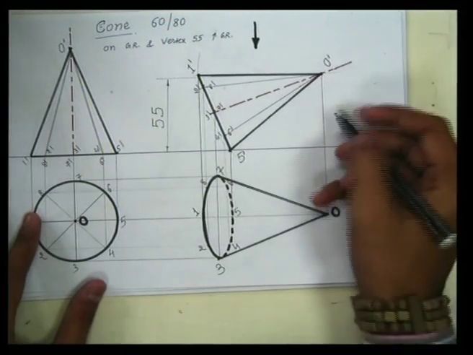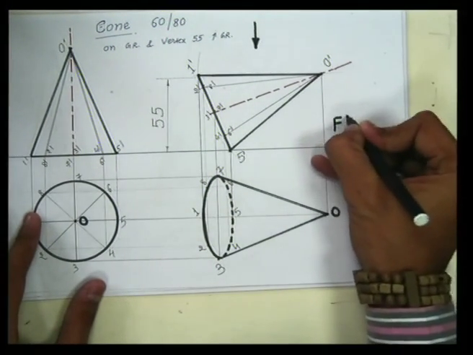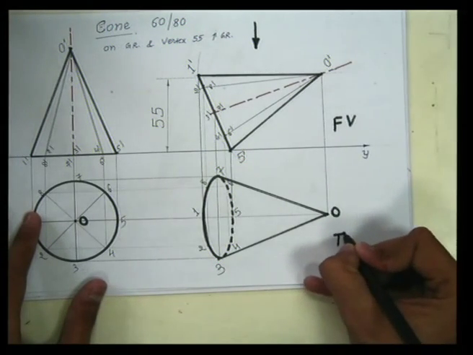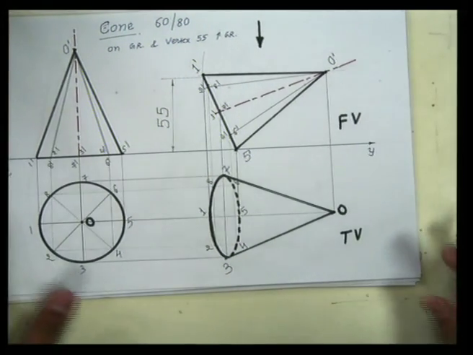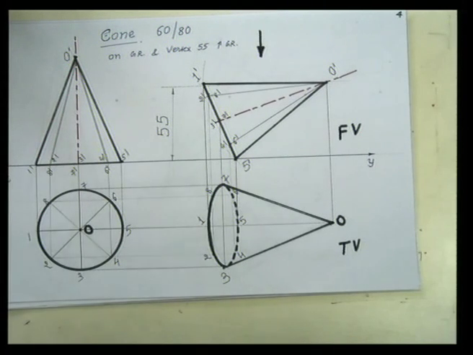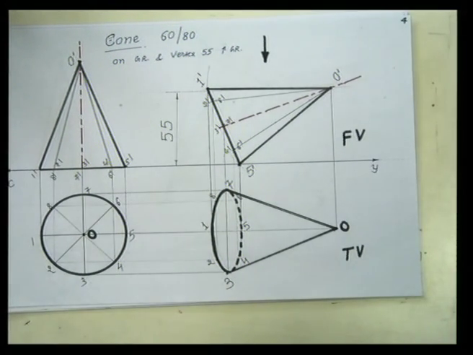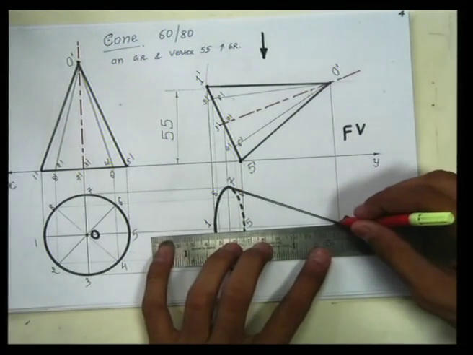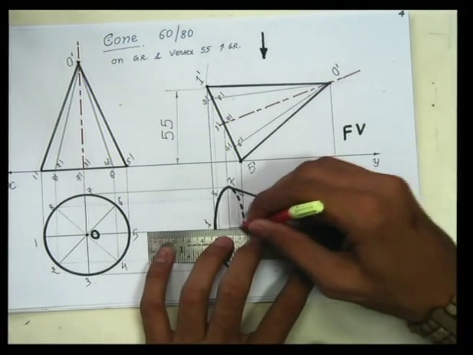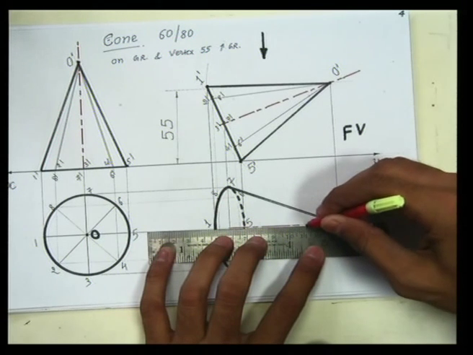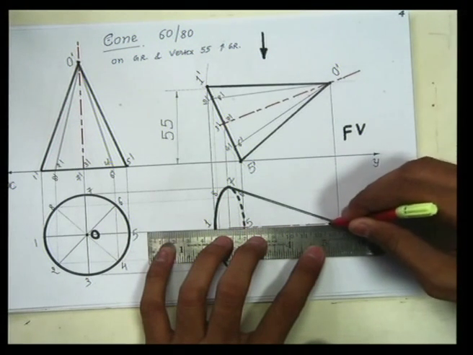Now you can name the view. This is front view and this is top view. You can insert the dimensions if needed. So that is the solution of the given problem. I hope it's clear to you. You can also express or draw the axis in top view as well, like this. This is the axis in top.